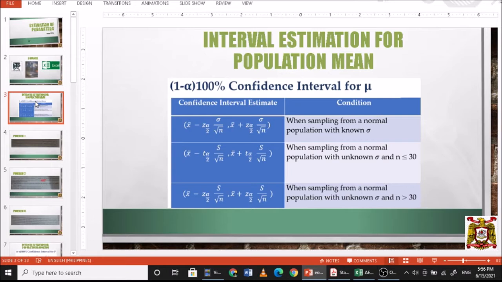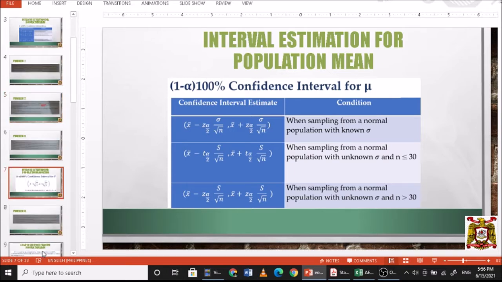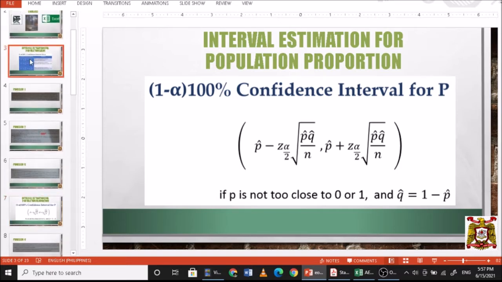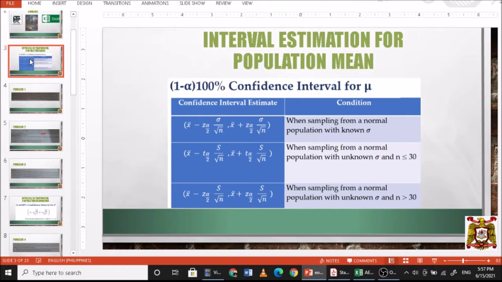So in interval estimation, or estimation of parameters, there are two types: your interval estimation for population mean and your interval estimation for population proportion. So let's start with interval estimation for population mean. In your confidence interval for the population mean, you have this 1 minus alpha times 100% as your confidence interval. And you have the following confidence interval estimates.